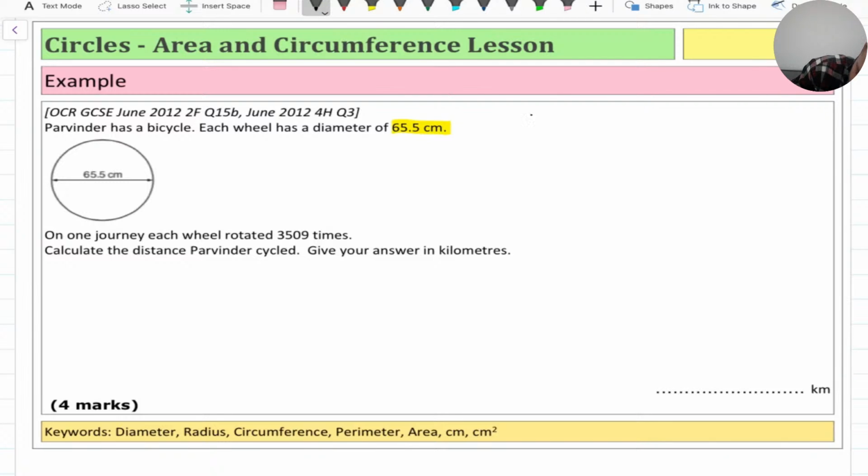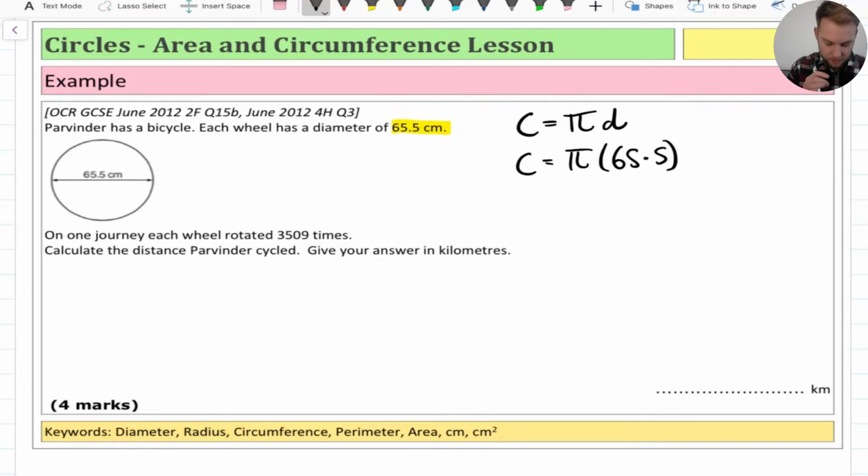Now we know that the circumference is equal to pi times by diameter, which in this case is equal to pi times by 65.5. Let's do that on our calculator. 4 marks for this, and it was on the higher paper. So shift pi times by 65.5. So one rotation would be equal to, give it in kilometers.